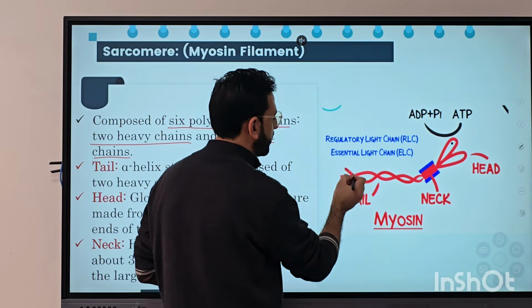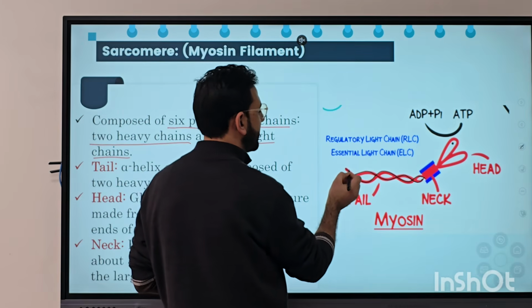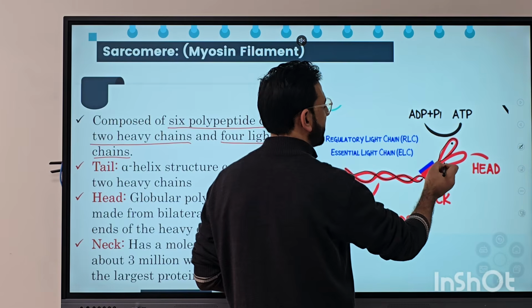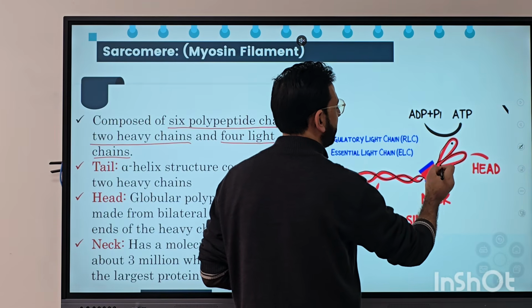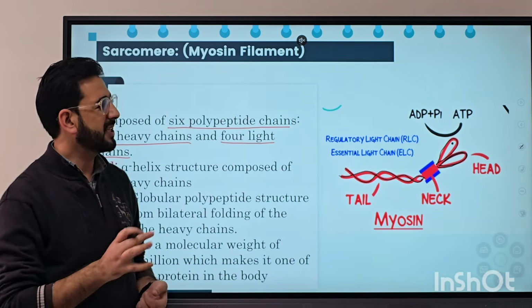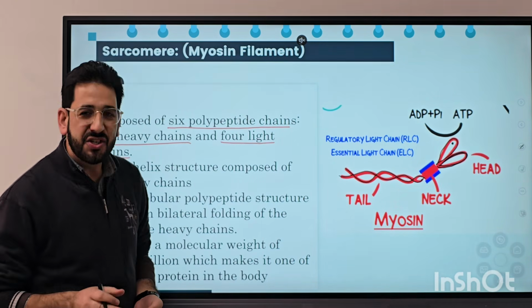Okay, it has the 2 heavy chains here, and these heavy chains are making the tail, and ultimately these heavy chains turn here and they make this structure here that is called as the head of the myosin. Okay, so these are the 2 heavy chains, and it has the 4 light chains.